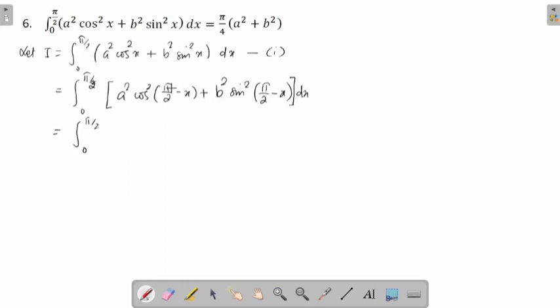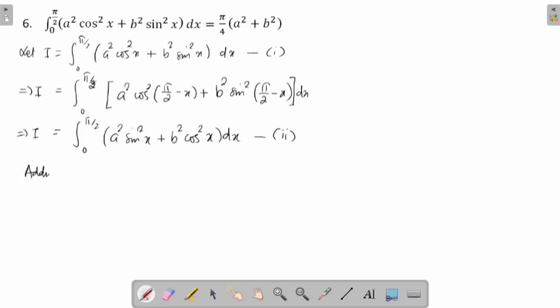Now cos 90 minus theta is sine theta, so this becomes a square sine square x, and similarly this becomes b square. Sine 90 minus theta is cos theta, so it becomes b square cos square x dx. So this is your I and this is also your I, and let me call this equation number 2. Now I'll add 1 and 2.